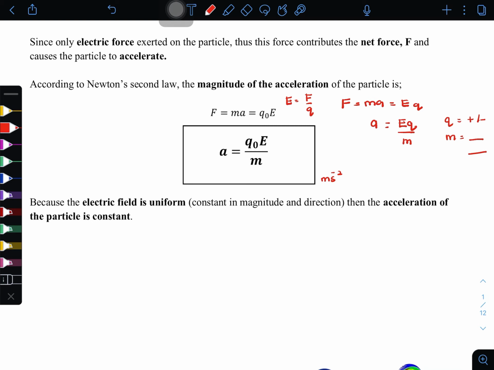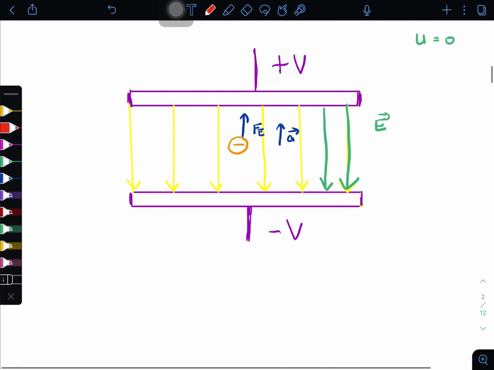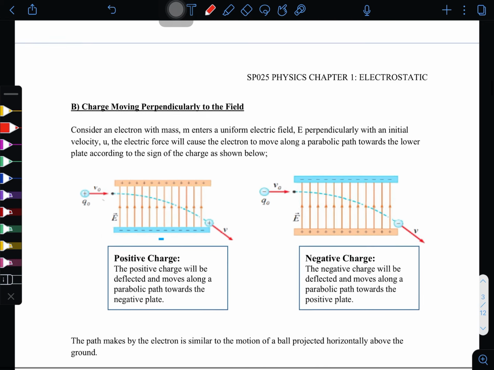per second square. Because the electric field is uniform, constant in magnitude and direction, then the acceleration of the particle is constant. Okay, sebabkan E constant, sebab tahu A is proportional to E. So E constant. So A also constant. Right? Okay, so itu case yang pertama. Okay, we go to the second case.